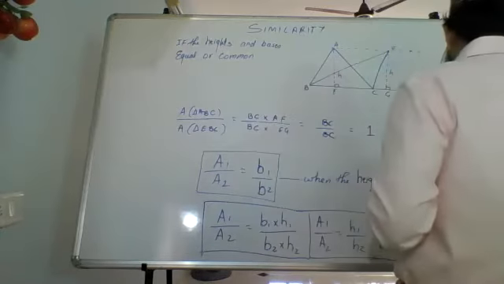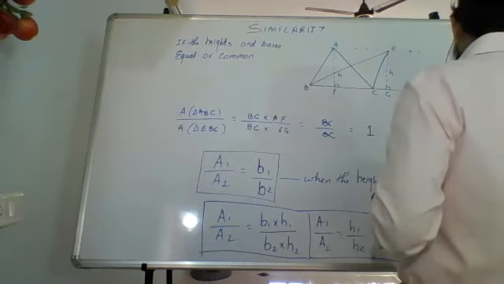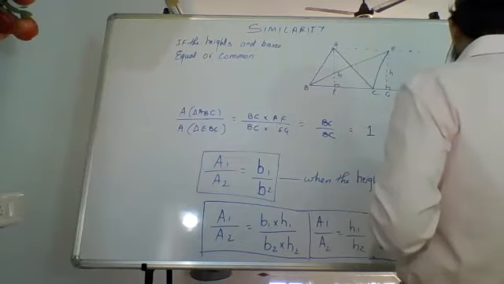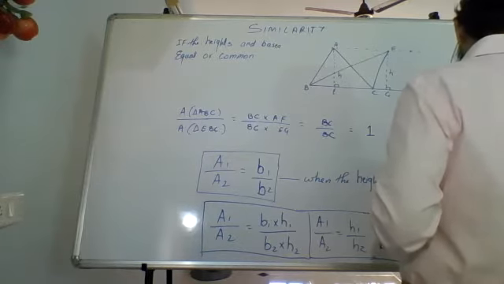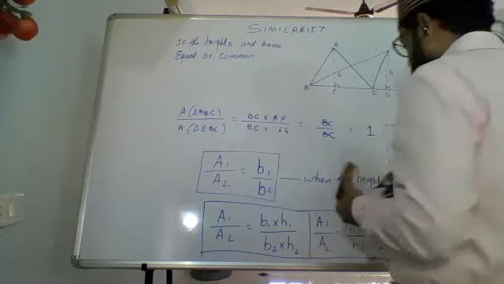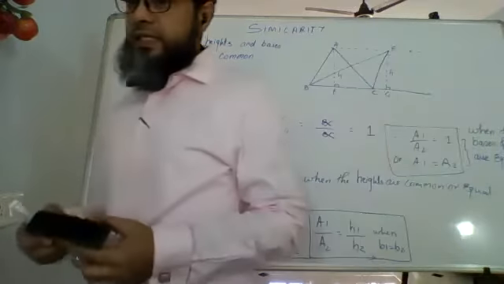When does this happen? When the bases and heights are equal. So you'll have 4 different sets.